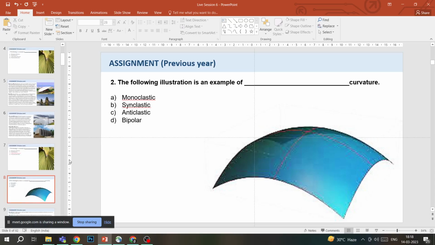Moving on to the next question. The following illustration is an example of what curvature: monoclastic, synclastic, anticlastic, or bipolar. So we have to understand all these types of curvatures to be able to answer this question. I will explain these terms and then we will be able to answer the question.